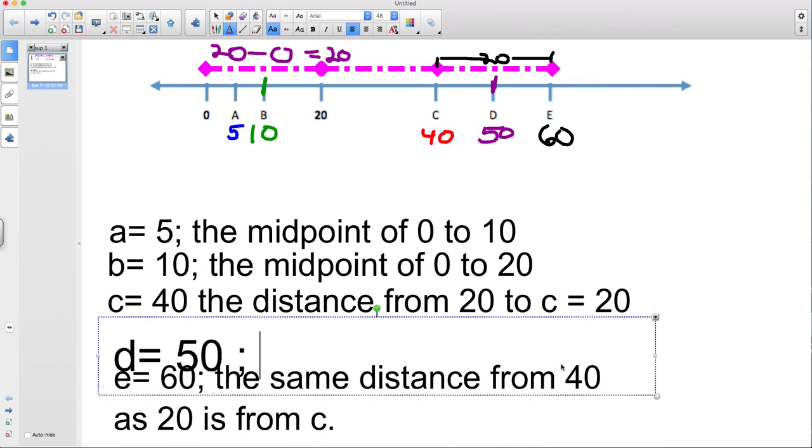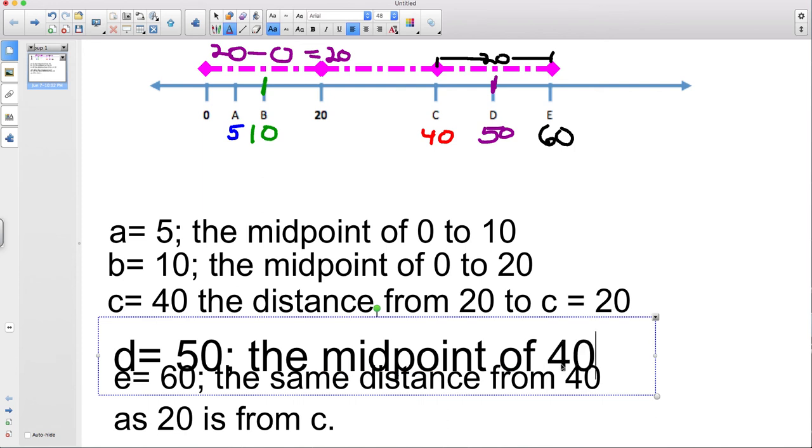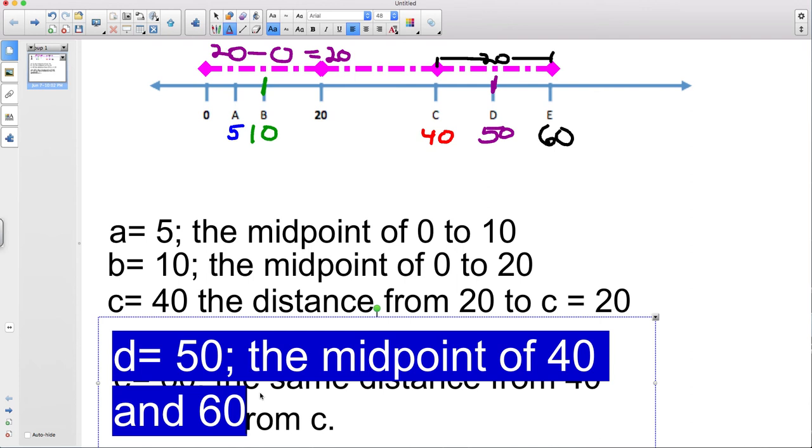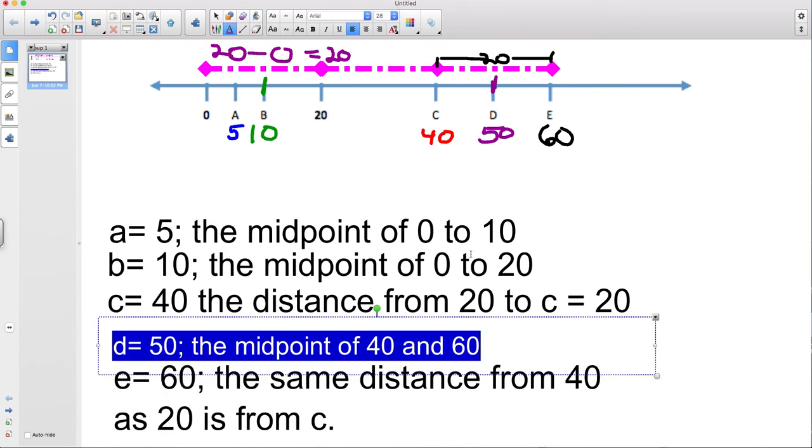This is really big. I'm going to shrink that in a second. D is 50, it's the midpoint of 40 and 60, I'm sorry, 60. And let's shrink that a little bit, because that is way too big. Let's go to 28. Here we go. That's a little better. Actually, we'll make that a little bit bigger.